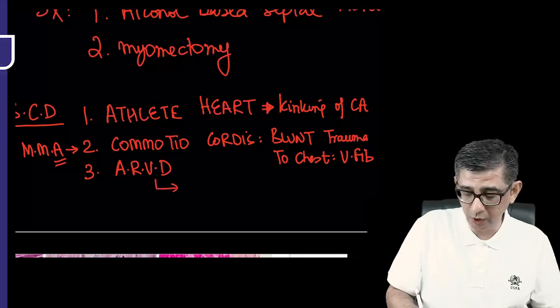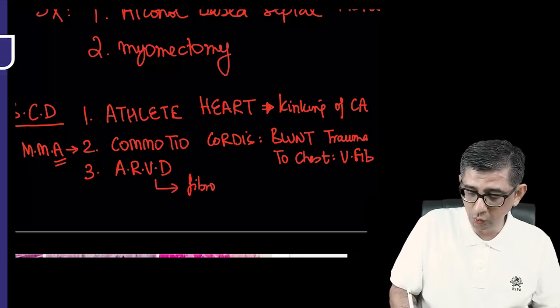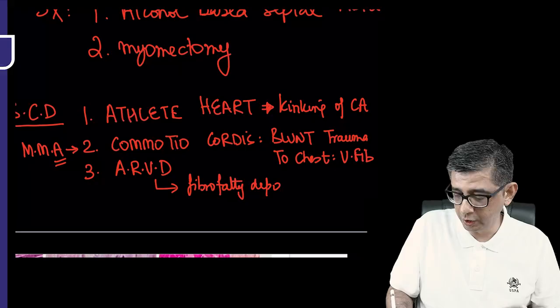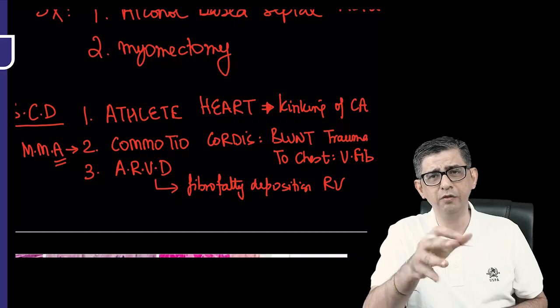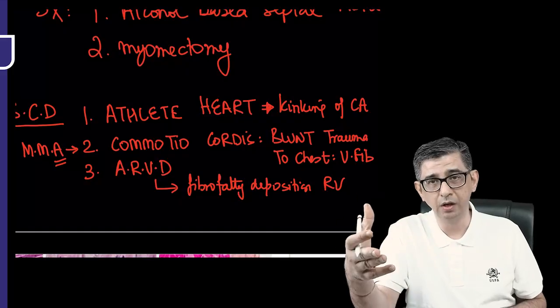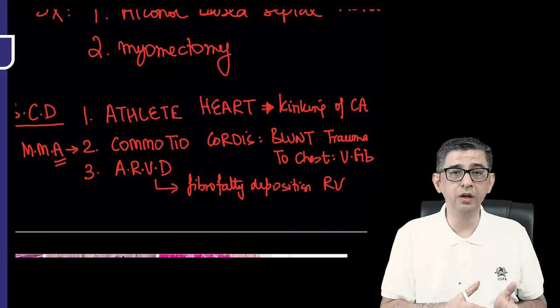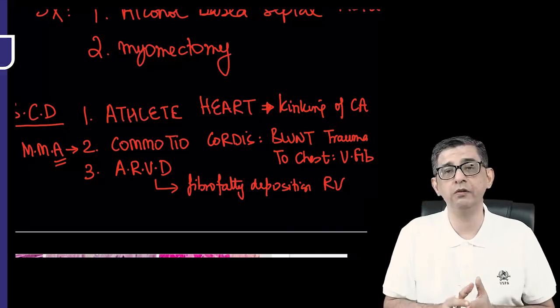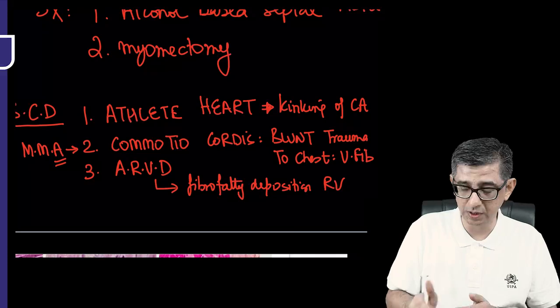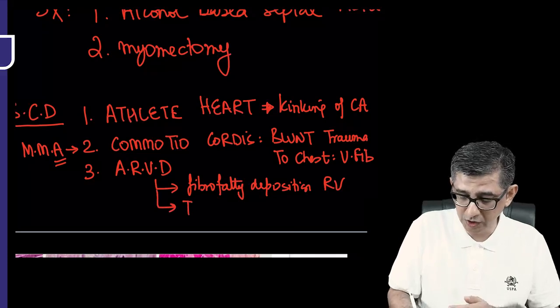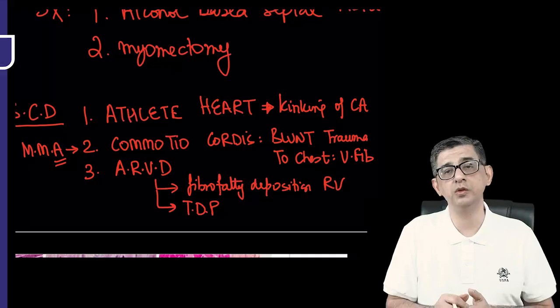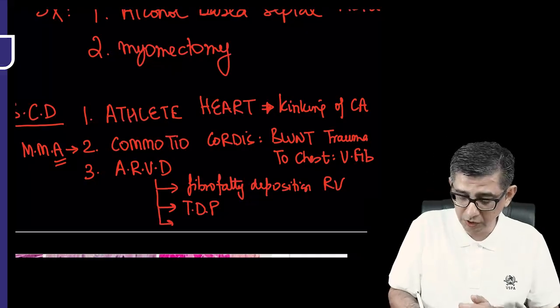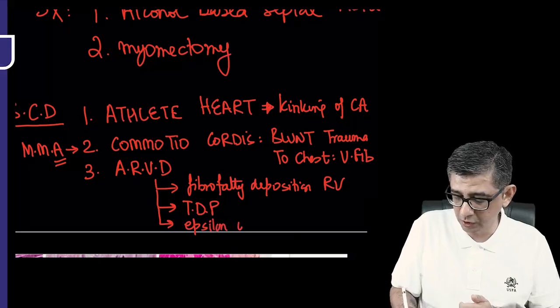This is a rare cardiomyopathy given in the new edition of Harrison, where he says there is a fibrofatty deposition in the wall of the right ventricle, and you can say right ventricle or left ventricle, after all it's supposed to be muscle. If you have fibrous material and fatty material in the wall of the right ventricle, this could again be a recipe for disaster that can trigger torsades de pointes or polymorphic VT in these patients. The ECG feature of arrhythmogenic right ventricular dysplasia is called as epsilon wave.